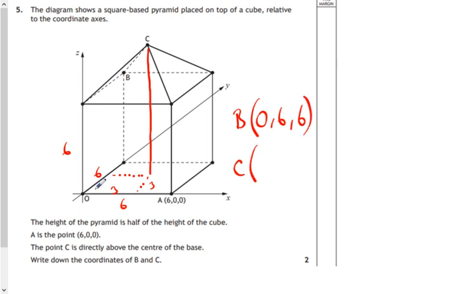C, like we said, it's directly above the middle. So we're going to have 3 on the x, halfway into the cube to give us 3 on the y, and then the cube is 6 tall, and we're told the pyramid is half the height of the cube, which is a further 3, giving us a total of 9. 3, 3, 9.